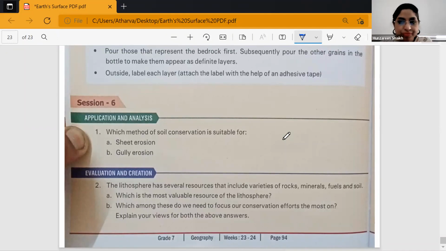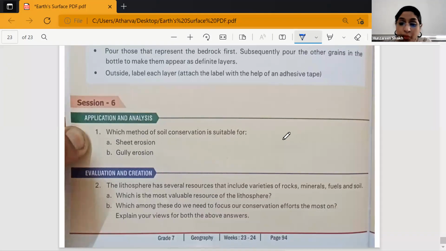Uneven one. Ma'am, I think so, afforestation. Okay, according to you, it would be afforestation. Yes, ma'am, since they are also grown over a large area. Okay, that's acceptable. Fine. Next is, the lithosphere has several resources that include varieties of rocks, minerals, fuels, and soil.